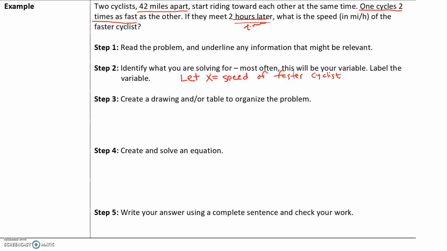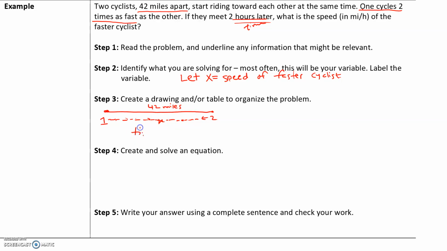Create a drawing and a table to organize the problem. So let's start with a drawing first. So this is cyclist number 1 and cyclist number 2. And here's what we know. They're 42 miles apart. So the distance between them is 42 miles. They start riding towards each other, and at some point they're going to meet. So they meet here or wherever it is.